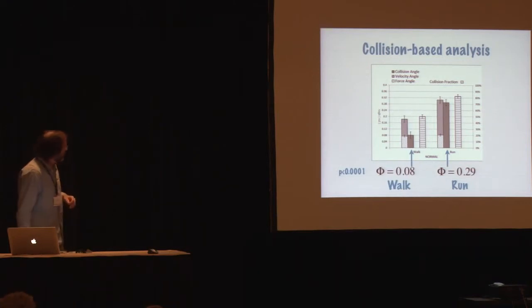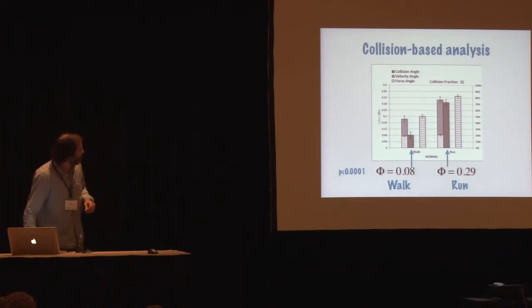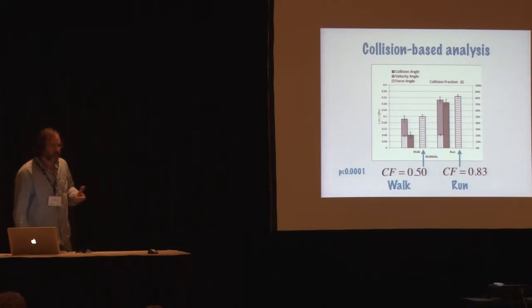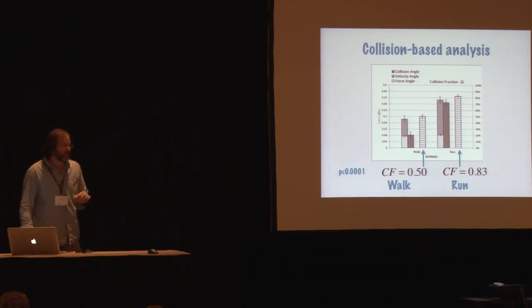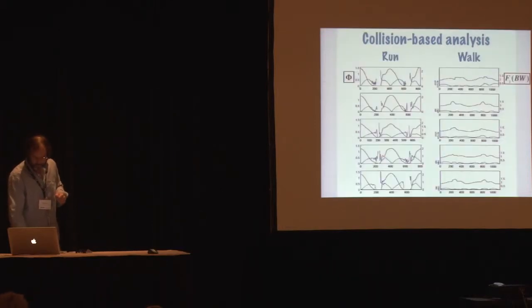So John Bertram would say the stats are in the bloody obvious category here. P is less than 0.001. You don't even have to look at the p-value. But the collision angle for walking is 0.08 and for running is 0.29. Collision fraction is 0.5 for walking. Fairly substantial collision reduction for walking, and not very much collision reduction for running, but it still doesn't look quite like an idealized slip either, which we think would be right around 1.